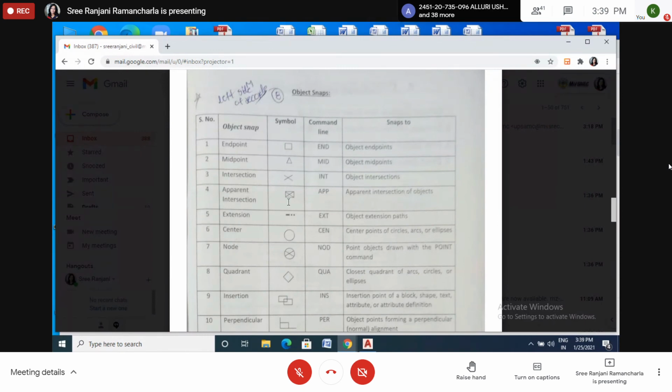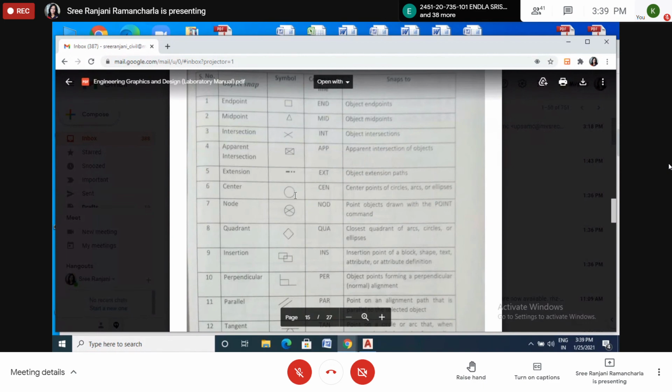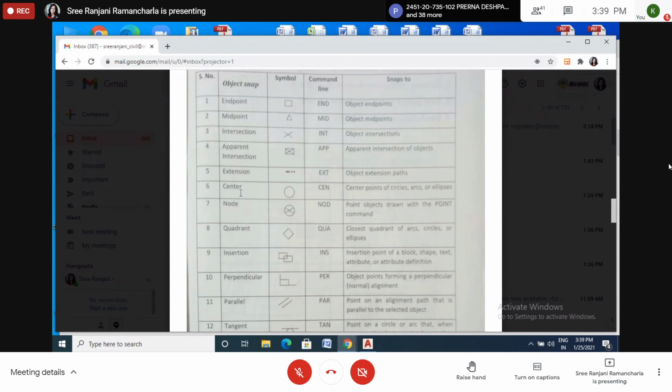Apparent intersection, so this one is also near to that. Apparent intersection of objects. Extension, object extension paths, I have done many extension lines. Center of the circle. These are all shown in a green color. If there is a tick mark here, we selected it. Node, same thing. Node also I have shown you. It is showing a cross mark in a circle, green color.